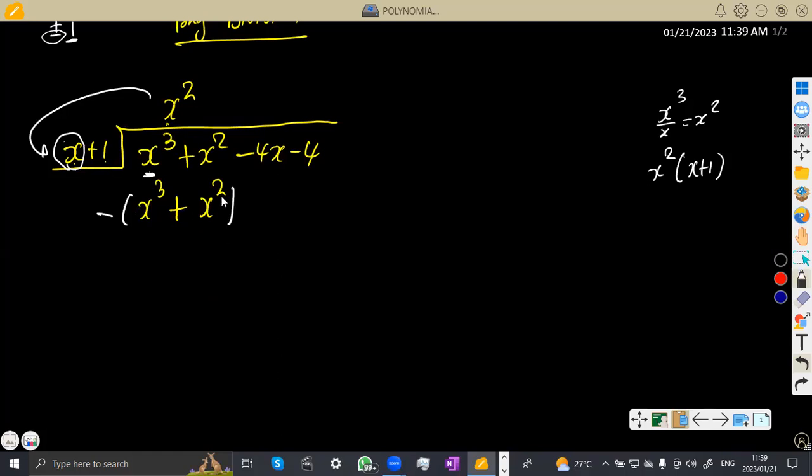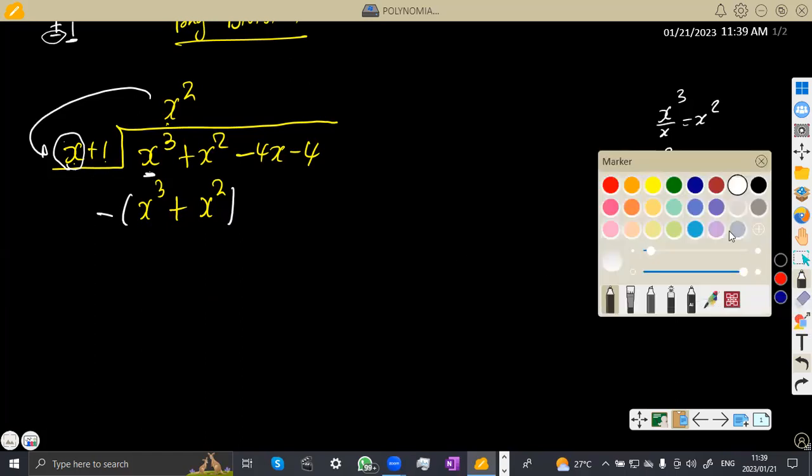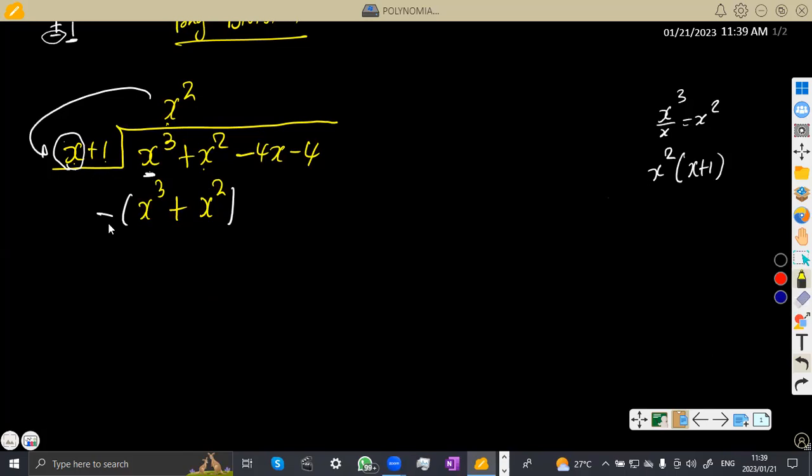So guys, don't be confused. Divide, multiply back, subtract. Okay, so now we are going to subtract x cubed minus x cubed. That's a 0. Okay, x squared minus x squared, that's a 0 again. So here we are obtaining a 0, here we are obtaining a 0. There's nothing that you're going to get here. So what are you going to do? You drop the numbers that are remaining. You are remaining with minus 4x. Here we are remaining with minus 4. You drop them down.